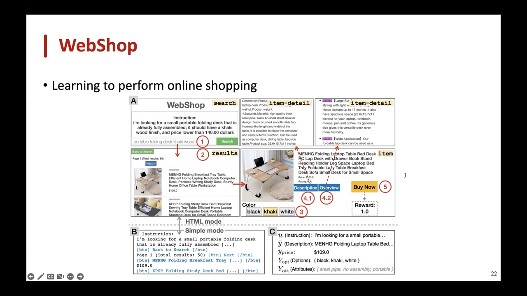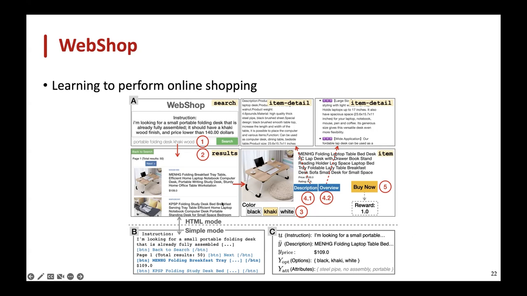Through behavior cloning, the agent exhibits non-trivial performance in buying the right product given human instructions.